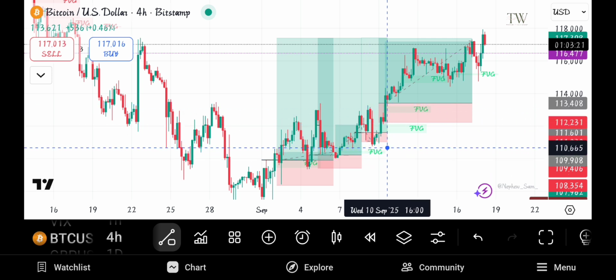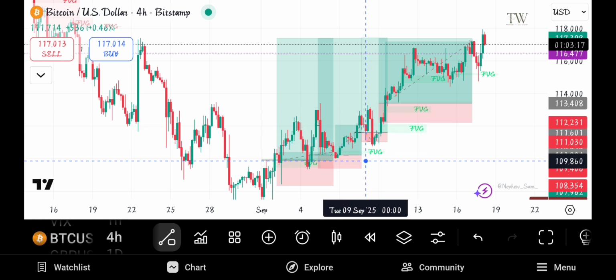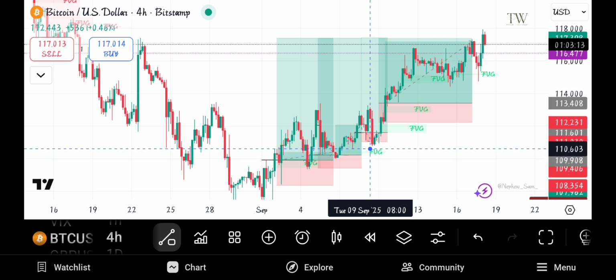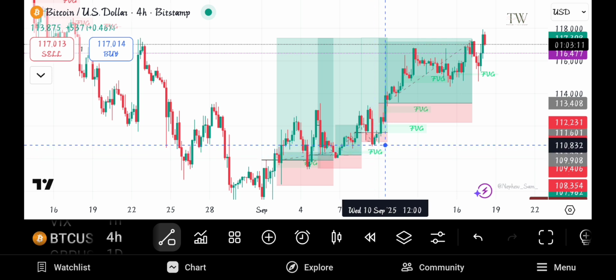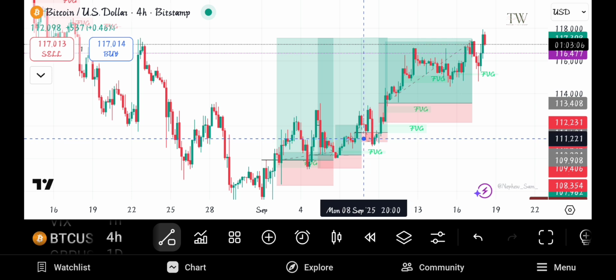Now, when I checked the reason, when it came back, it took me out. It invalidated my third setup. I wanted to know why and what actually made it come back and invalidate that. So I noticed that it came back to sweep the sell side liquidity.